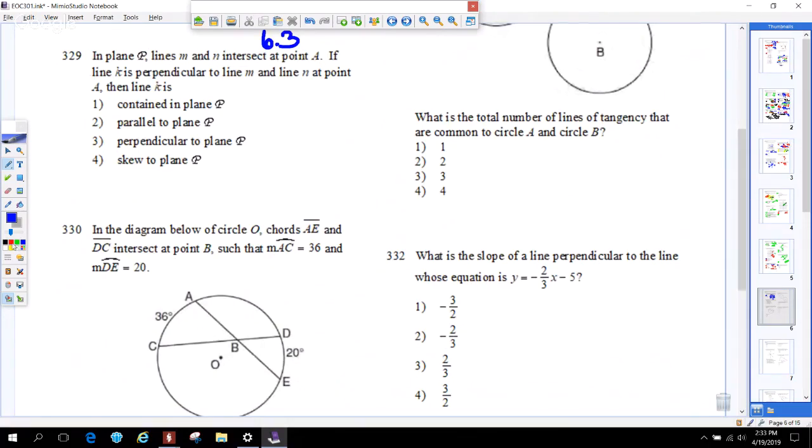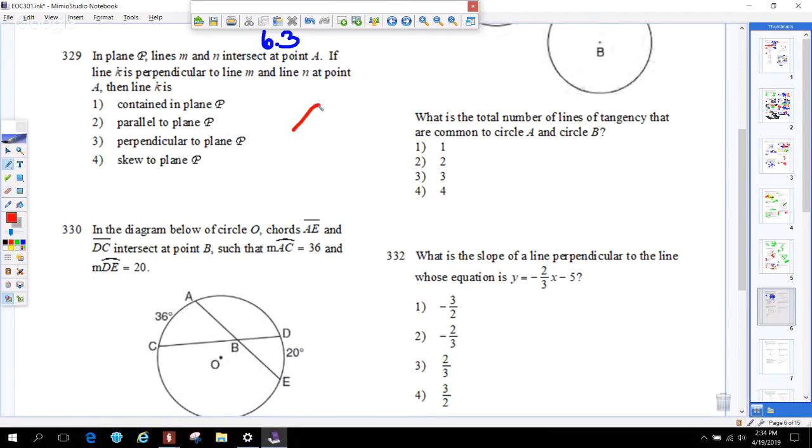Again, I don't think you're going to see a lot with planes. In plane P, so it's the same plane, lines M and N intersect at point A. If line K is perpendicular at that point, then I'm pretty sure it's going to be choice 3 it is.